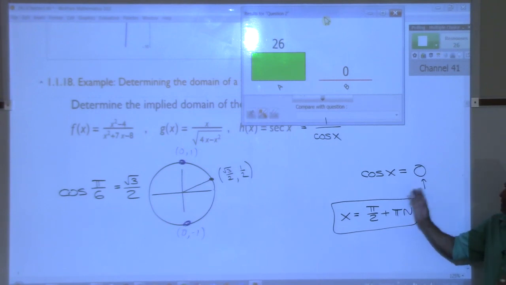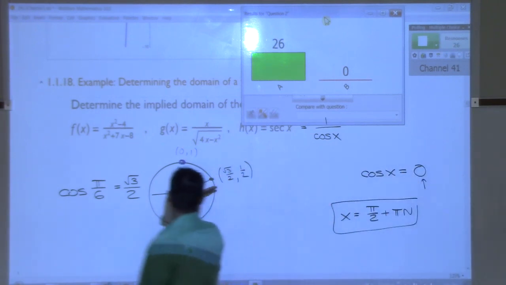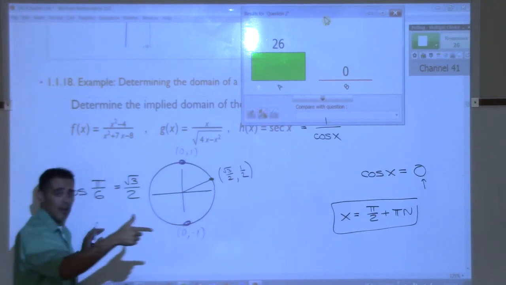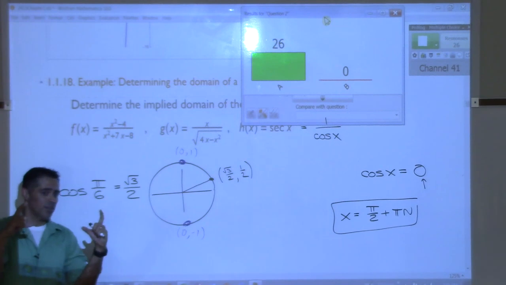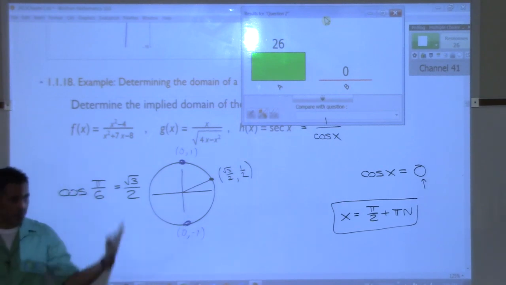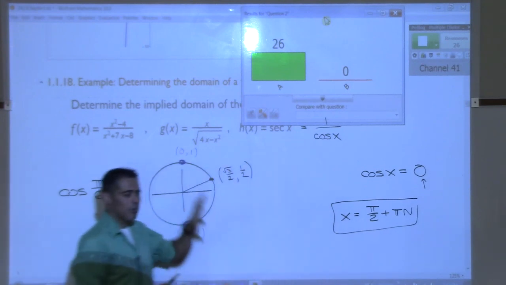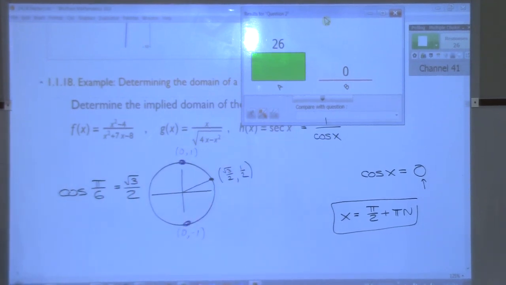In pre-cal, a lot of people are going to say, as their answer, that the solution to that equation is pi over 2 and 3 pi over 2. And I would say, yes, that's correct if you're restricting yourself just between 0 and 2 pi. But the general solution is this. And that's where we'll start class next time. We'll make sure we all understand how to get the general solutions.